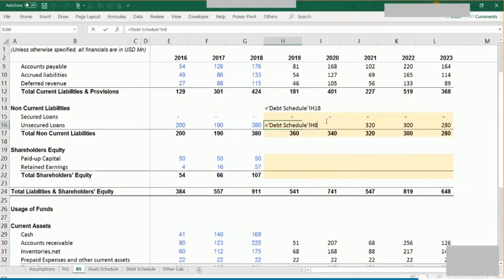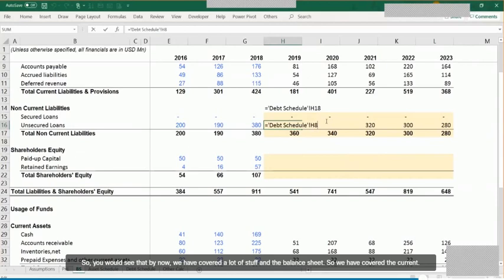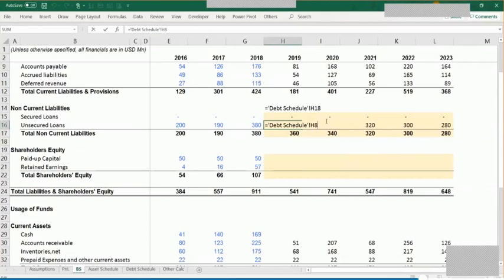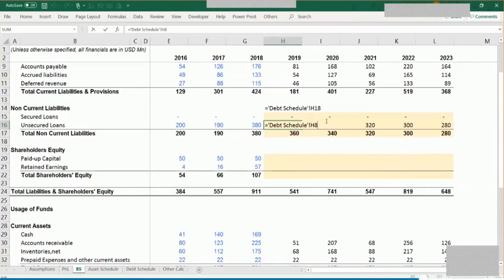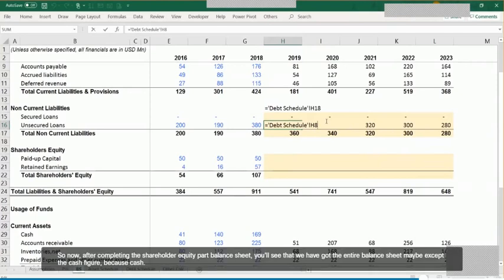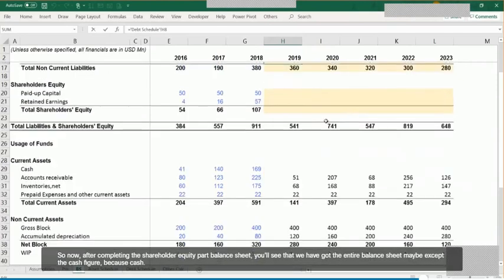So you would see that by now we have covered a lot of stuff in the balance sheet. We have covered the current liabilities, we have covered the non-current liabilities, and shareholders equity we'll be covering very shortly. In the next 10 minutes, we'll be completing the shareholder equity as well. And on the asset side, we have covered both current assets and non-current assets.